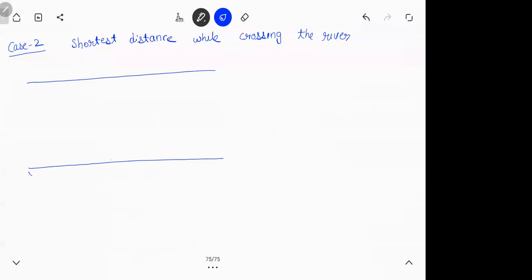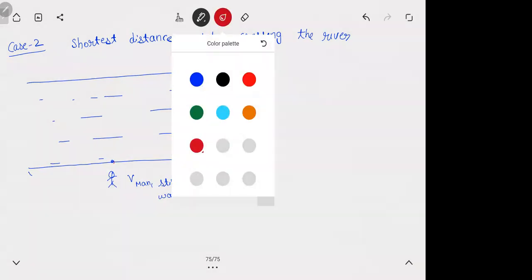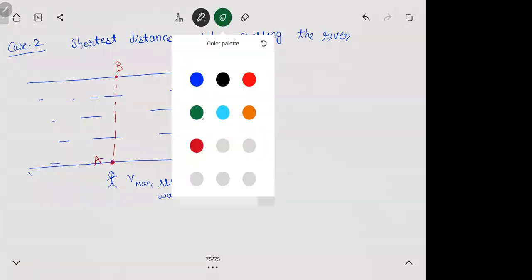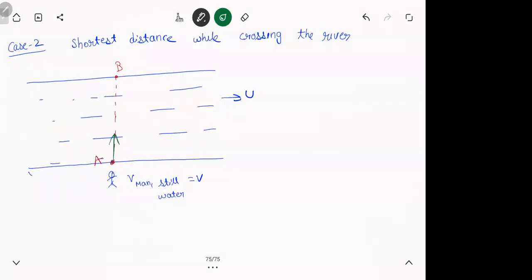So if you have a river here, flowing this way, the man is here. The velocity of the man with respect to still water is V. For the shortest distance, this is A and this is the opposite point on the bank. If he goes along this red line, that will be the shortest distance. Now tell me one thing. If he swims like this, do you think he'll go straight? The river will push him like this, so he'll go somewhere here.